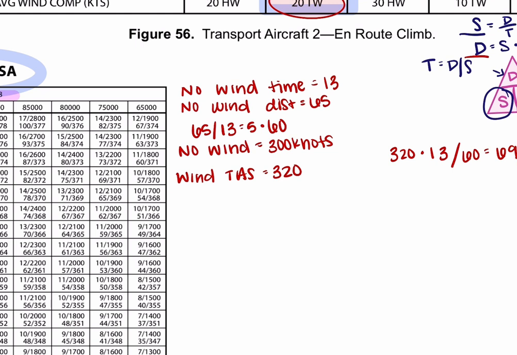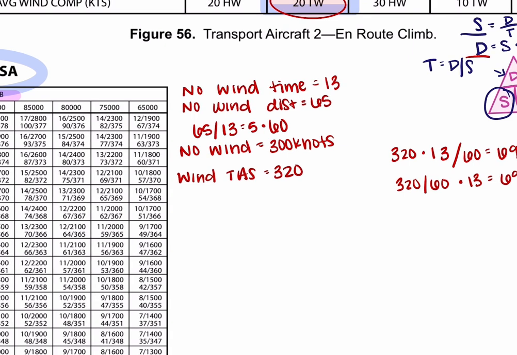What you can also do is take 320 and divide that by 60, and then multiply that by 13. So 320 divided by 60 times 13 will give you the same number, 69.3 repeating. What you're doing here essentially is taking your speed, 320, dividing it by 60 to get your speed per minute, and then multiplying that by the amount of time that was given to you in the problem.